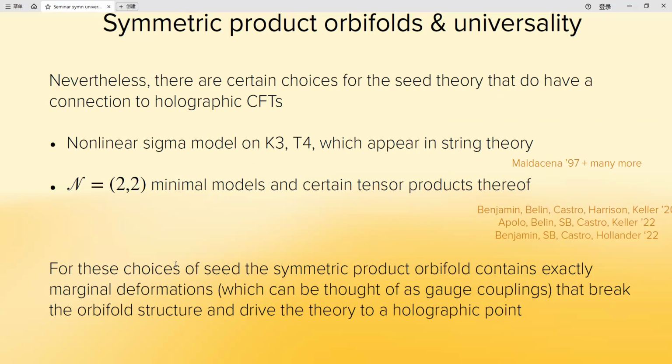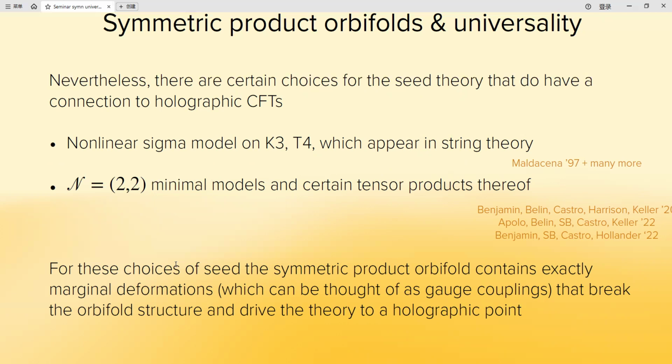Nevertheless, there are certain specific choices for the seed theory for which we do know that there's a connection to holographic CFTs. The most famous ones are nonlinear sigma models on K3 or T4 manifolds, which appear in string theory and were already mentioned in the original AdS/CFT paper and have been studied in many more papers. In recent years, they have also been studied by me and Luis and many others. We studied N=2 minimal models as seed theory, and we found evidence that they might have something to do with holographic CFTs.